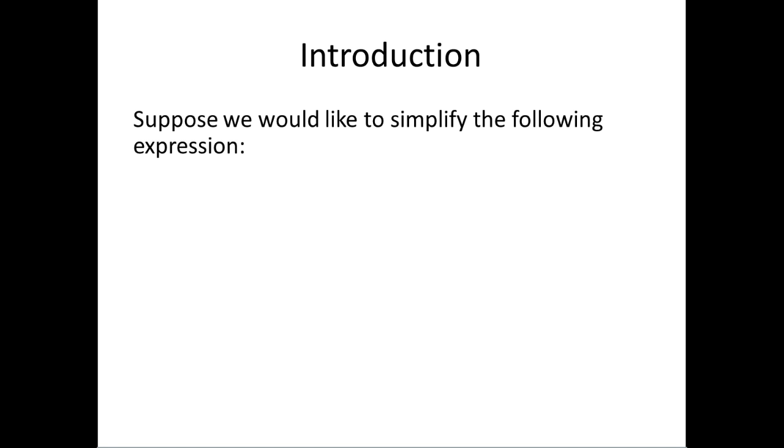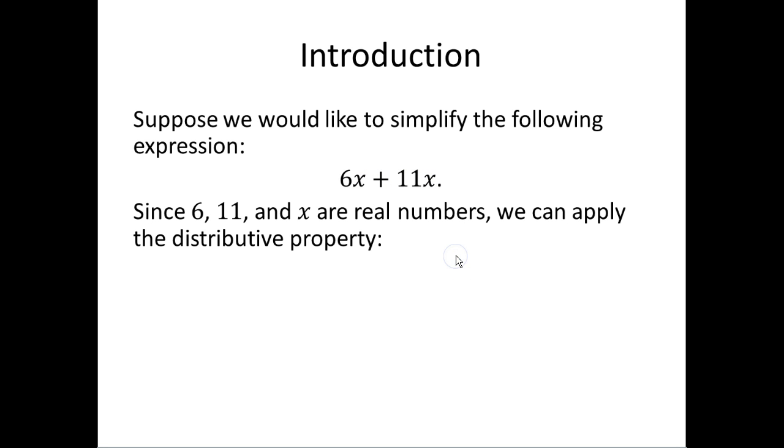Now, suppose we'd like to simplify this expression here, 6x plus 11x. Well, since 6, 11, and x are real numbers, I can apply the distributive property in this way. So I write 6x plus 11x equals (6 plus 11) times x. The reason I can do that is typically you use the distributive property in this direction, starting with an expression like this, going here, by distributing the x inside to the 6 and to the 11 and getting 6x plus 11x. However, we can just as well go the other direction.